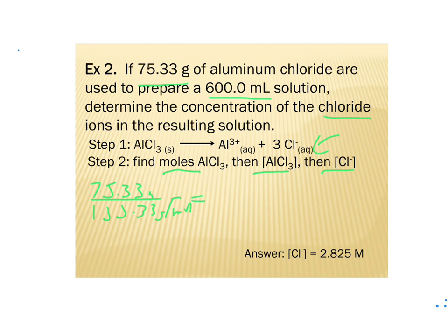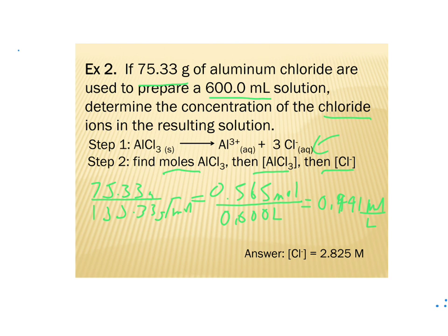So then that is equal to 0.565 moles. And we have made 600 milliliters of solution. 600 milliliters is also the same as 0.6 liters. And then if we do the math there, we have 0.941 moles per liter. So that's 0.941 moles per liter of aluminum chloride.